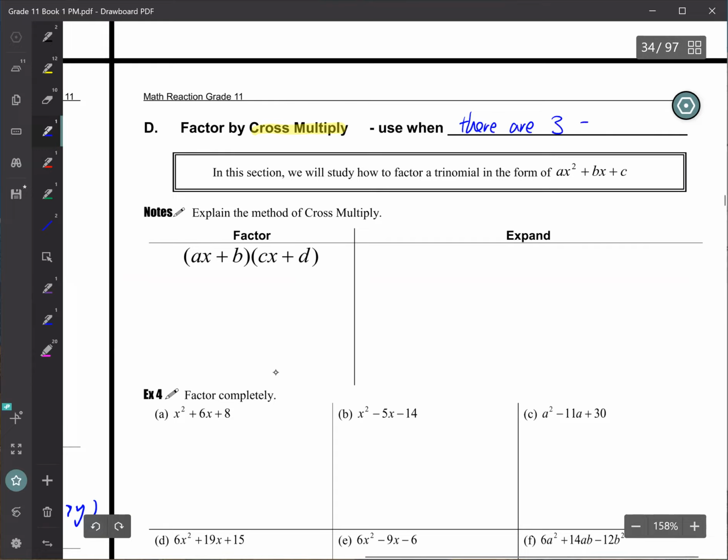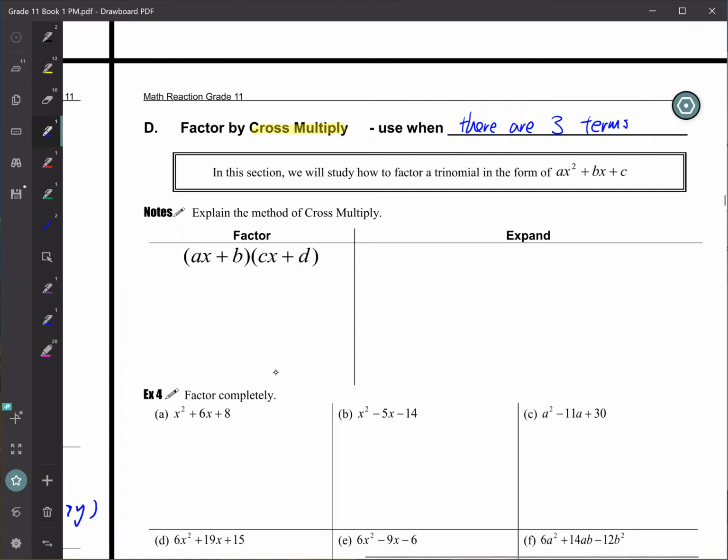Three terms. And it doesn't matter if it's adding or subtracting, as long as it's three terms, then it's possible you could use cross multiply. But of course, you always do GCF first. You double check if there's any GCF you need to take out.